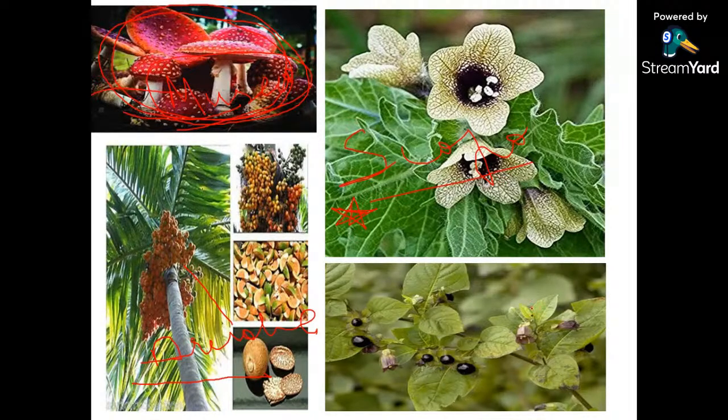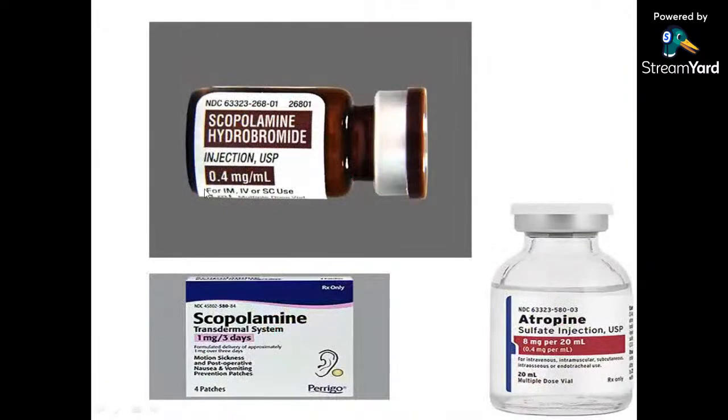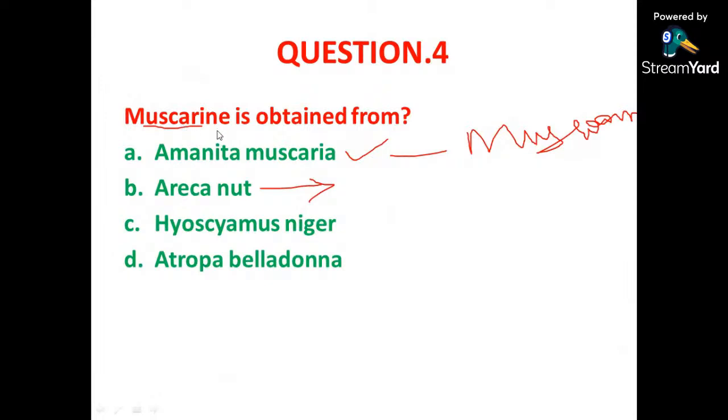And finally, this plant is Atropa belladonna. From Atropa belladonna, atropine is synthesized. Let me repeat. From Amanita species, muscarine is synthesized. From the areca nut plant, arecoline is synthesized. From Hyoscyamus niger, scopolamine is obtained. From Atropa belladonna, atropine is obtained. So this is scopolamine and this is atropine. So muscarine is obtained from Amanita muscaria. Simple. Amanita muscaria is the plant which synthesizes muscarine.